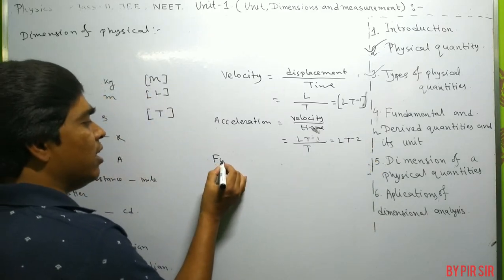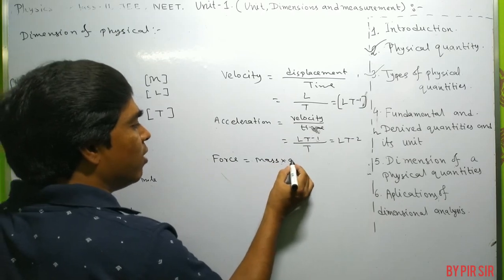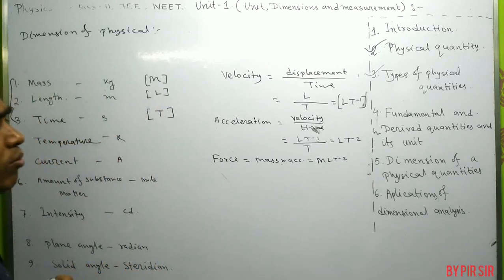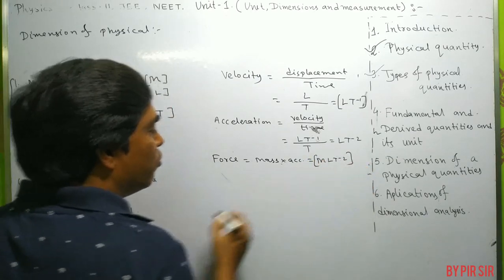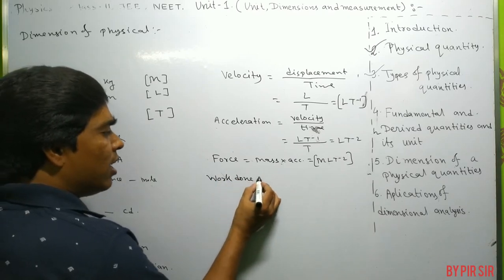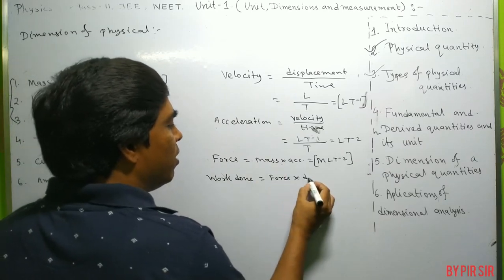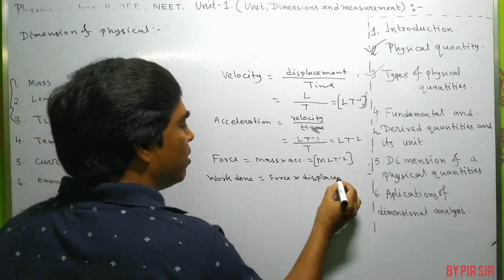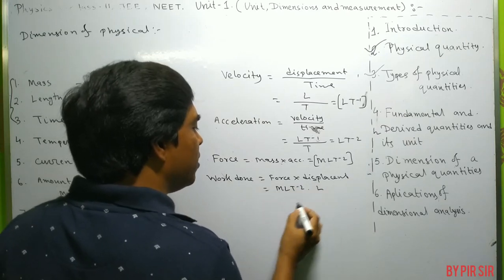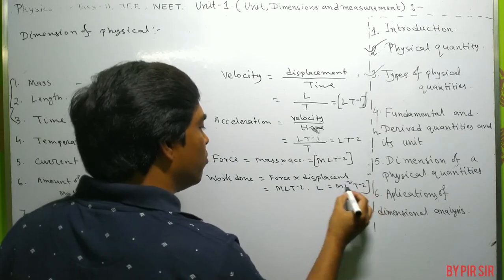What is the dimension of force? Force means mass into acceleration. Mass is M, acceleration is L T^-2, so the dimension of force is M L T^-2. What will be the dimension of work done? Work done means force into displacement. Force is M L T^-2 and displacement is L, so that means M L^2 T^-2.